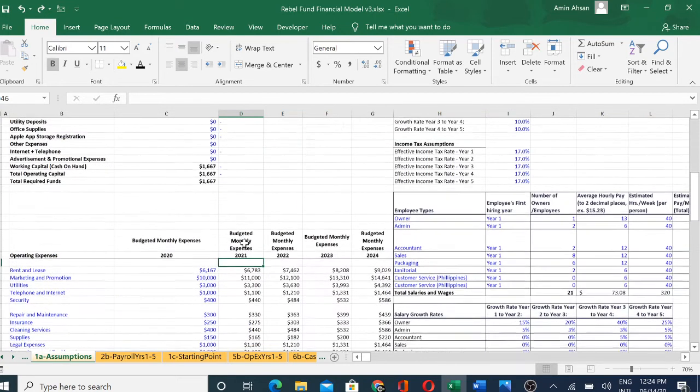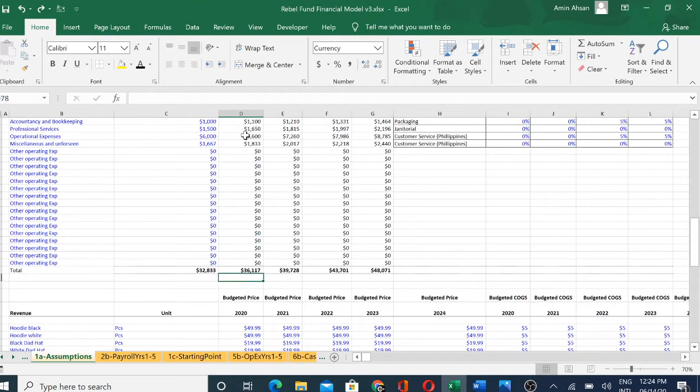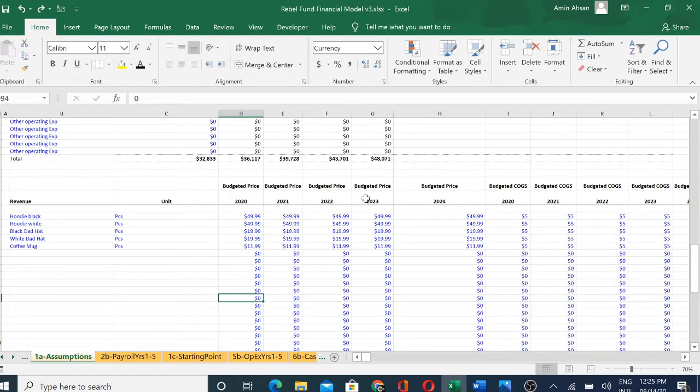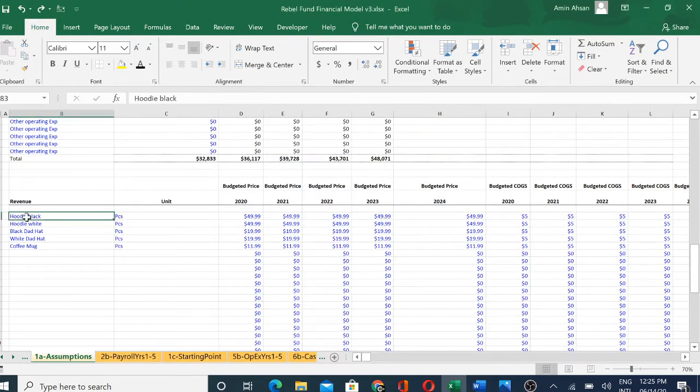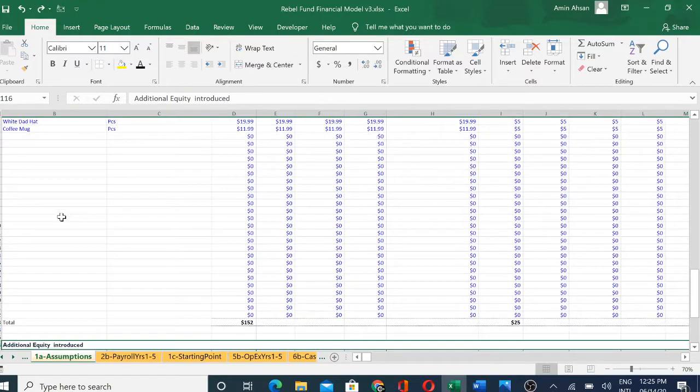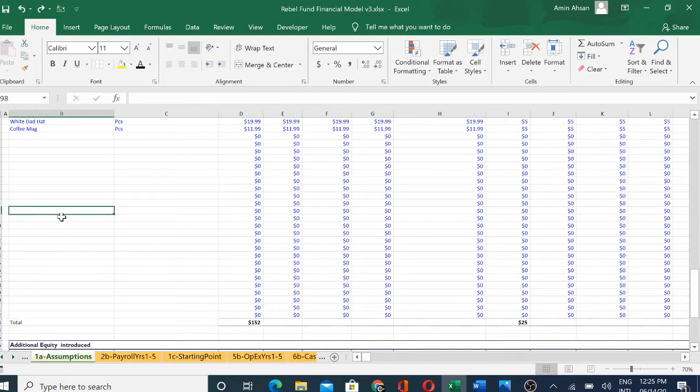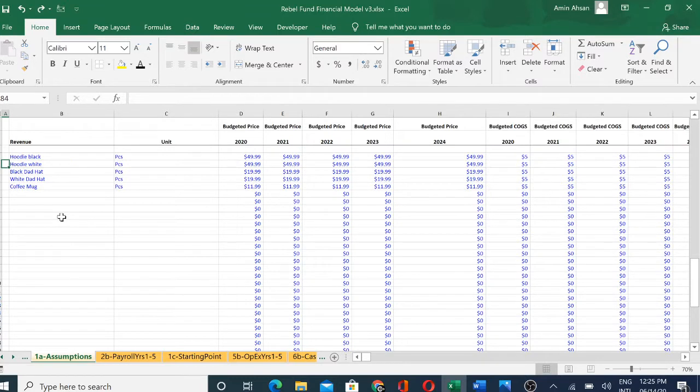So the next thing is the revenue. You have given me these figures. These are your revenue sources: Hoodie White, Hoodie Black, and so on. Just enter the name of your product here. I have entered Hoodie Black, Hoodie White, Black Dad Hat, White Dad Hat, and coffee mug, and you can enter as many products as you want. I have given you a lot of space here so that you can enter more products.